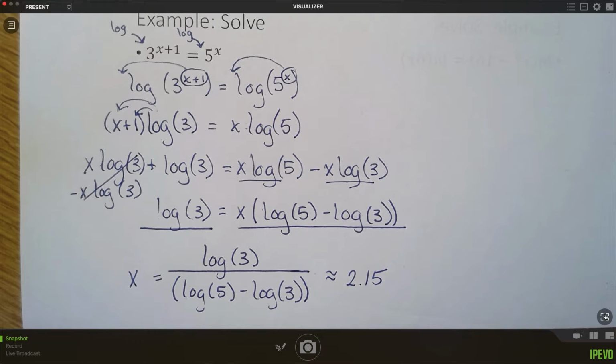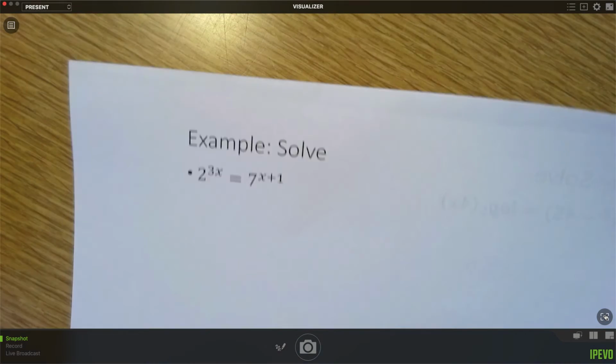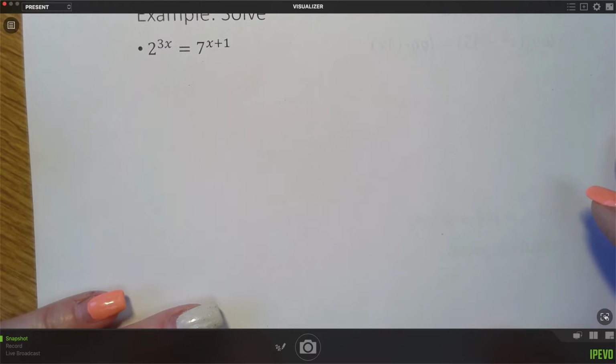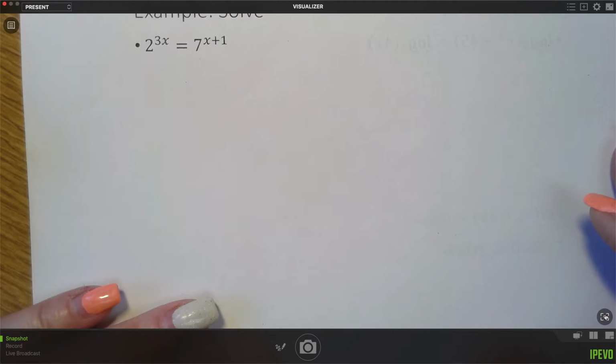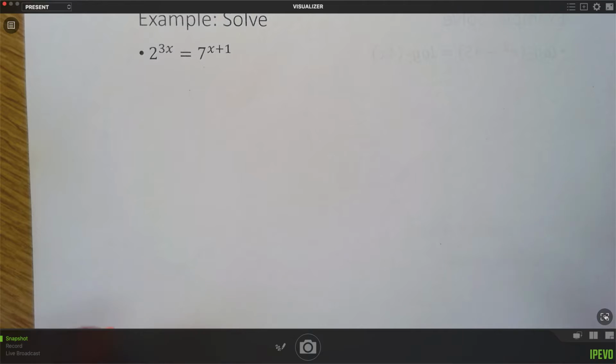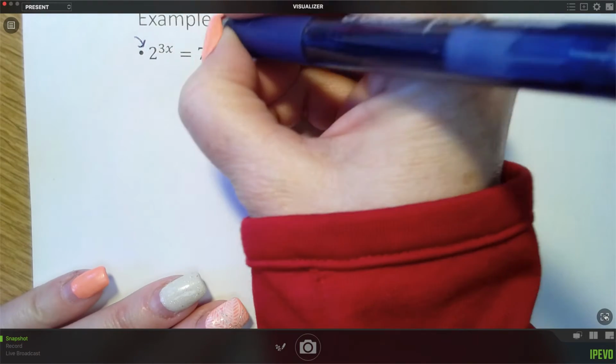Yep. Okay, so I've got 2 to the 3x equals 7 to the x plus 1. We're going to log, but we're not going to do base 10 this time. We're going to do natural log this time, just to show you that you can do it both ways. So we're going to insert that natural log.